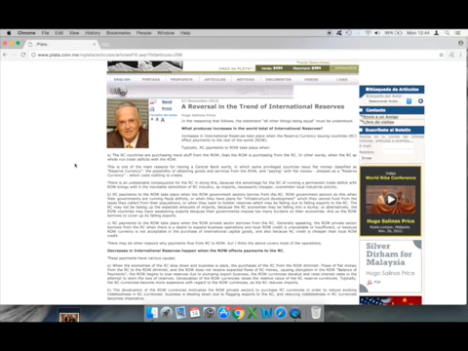So without further ado, this was released on the 7th of November 2016, titled A Reversal in the Trend of International Reserves. In the reasoning that follows, the statement, quote, all other things being equal, end quote, must be understood.